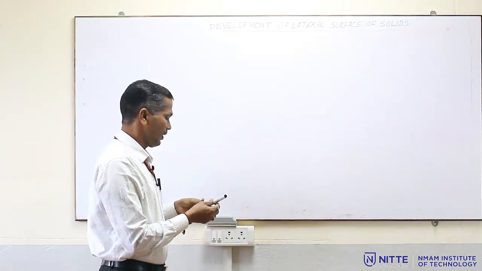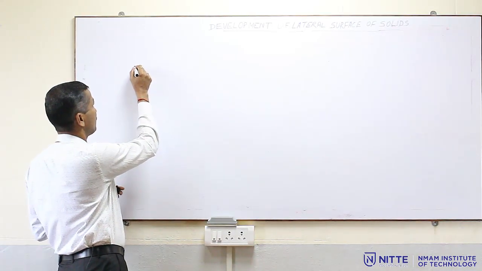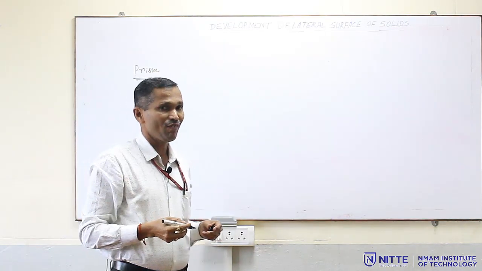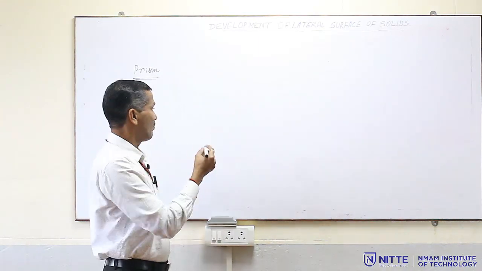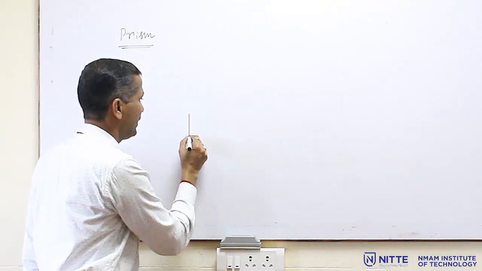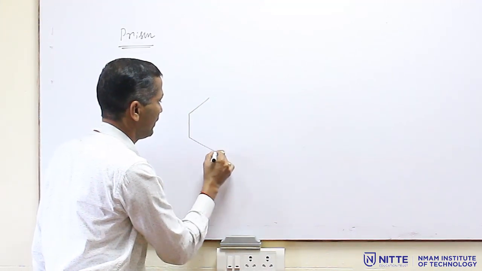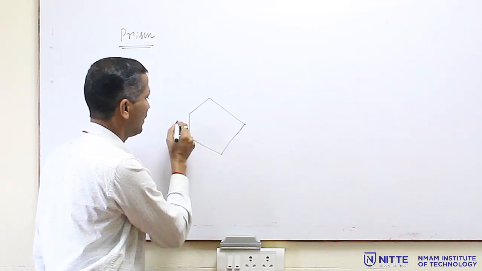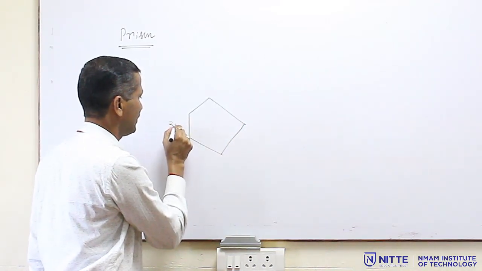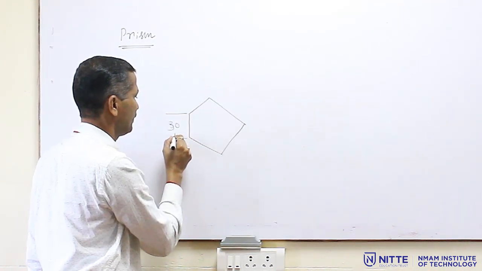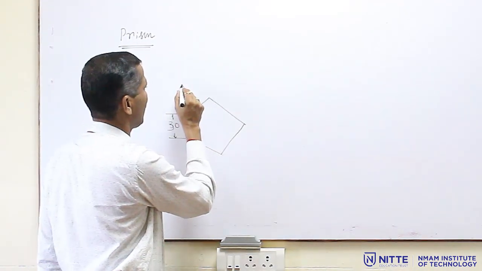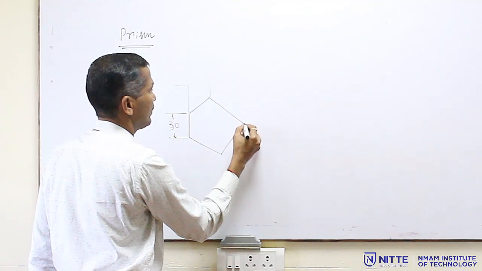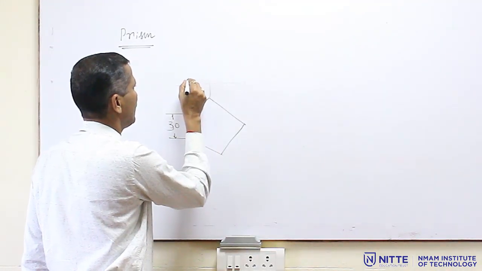Now, we will go for the development of a prism. We take the example of a pentagonal prism of 30 mm side. We have to draw the pentagonal prism top view and front view. So, this is the pentagon of 30 mm sides. Then you have to draw the front view of this, project it up, then draw the front view.